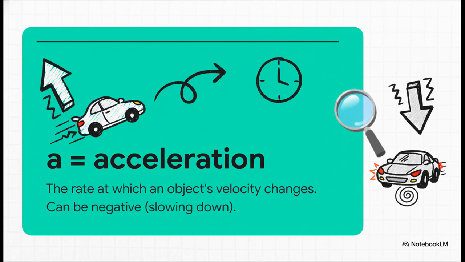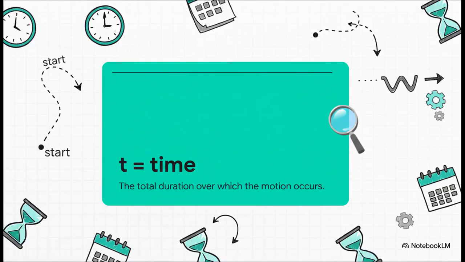Now this is the one that makes things interesting. A is for acceleration. And listen, this is a big one. Acceleration isn't just about hitting the gas. If something is slowing down, it's also accelerating. It's just what we call negative acceleration. You might have heard it called deceleration. Really, it's any change in velocity. And finally, the last piece of the puzzle, and probably the easiest one, T for time. This is just how long did the whole thing take? The time on the clock from the start of the motion to the end.